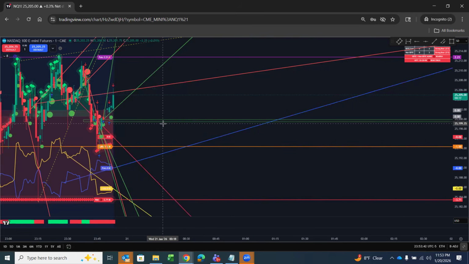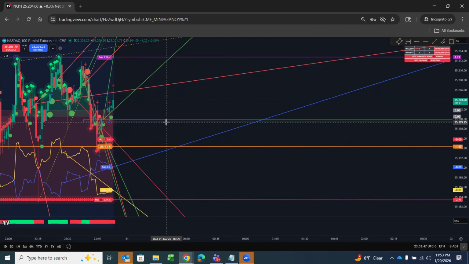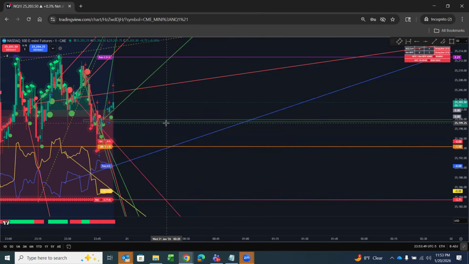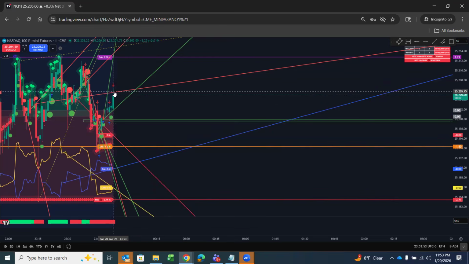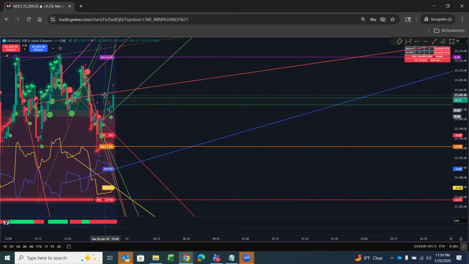So these fair value gaps will help you locate areas where you should put your stop loss. And see, price crossed above. Right now, since this is a bearish trend line, it's gonna act as resistance. It's gonna play with you and your emotions. So it looks like we have another bullish fair value gap right here.